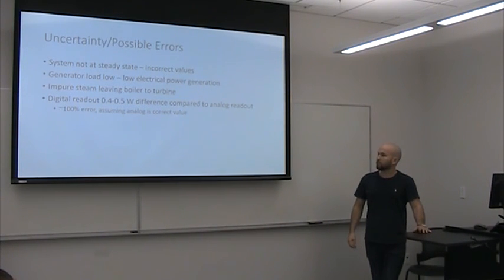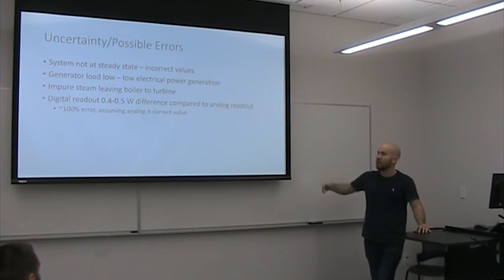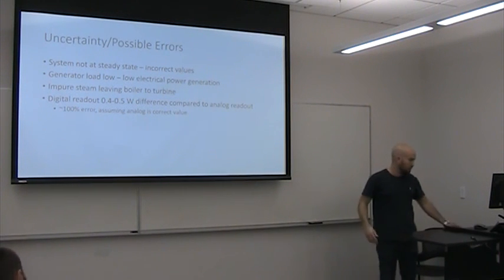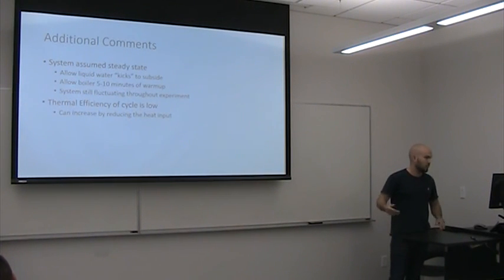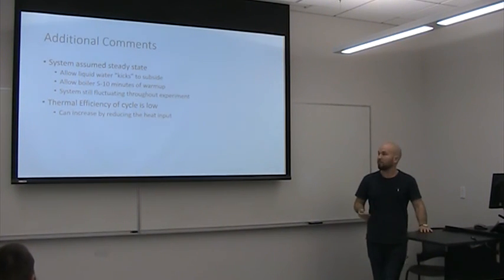Then we also have the digital readout of about half a watt compared to what the computer said, about 0.8 watts. This is about 100% error if you assume that the analog is correct. Some additional comments, just to talk about the kicks again: we allowed the system about 5 to 10 minutes to warm up, and then it was still fluctuating through the experiment. The thermal efficiency was also low, and as I said earlier, it can be increased by reducing the heat input.